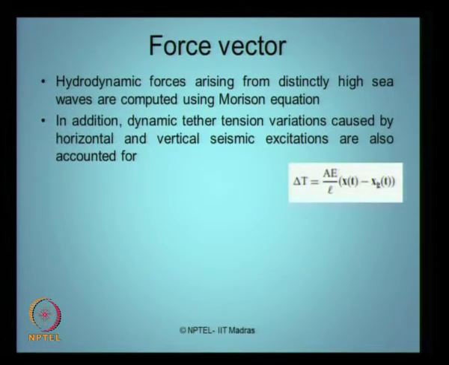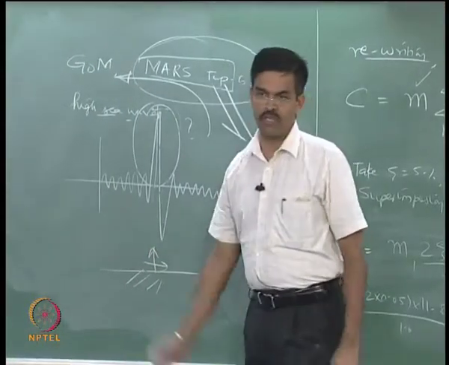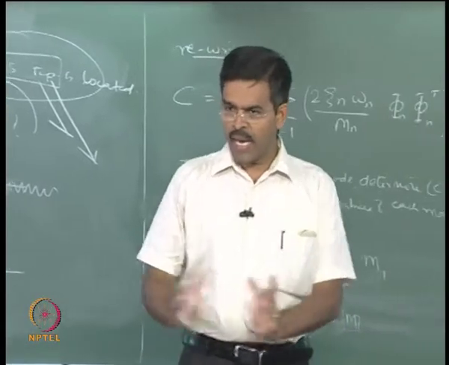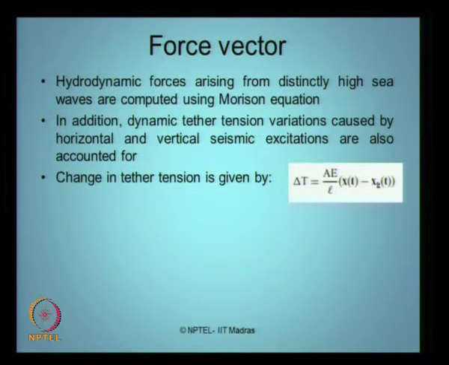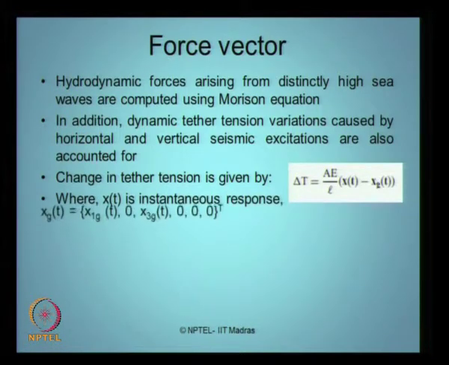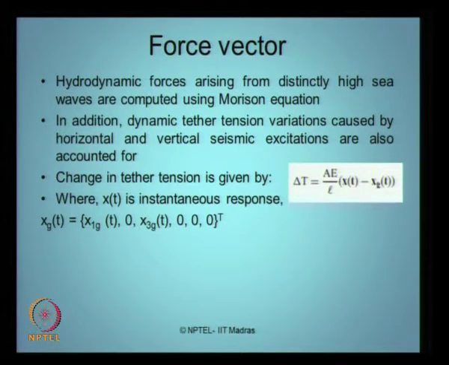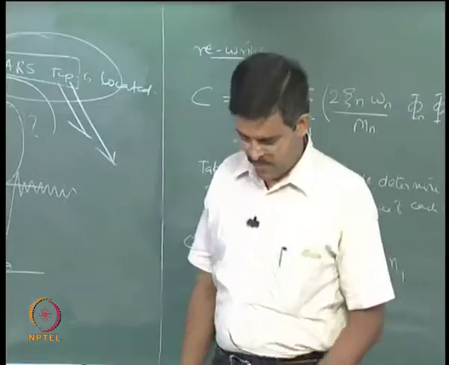In addition, the dynamic tether tension variation, as we discussed in one of the lectures in the same module, I am superimposing delta T values of the tether onto the superstructure and adding that to my f of t in my problem. So, delta T that I get is from this equation, which is x of t minus xg of t, where x of t is my response function of my platform, and xg of t has x1g and x3g, so both horizontal and vertical motion of the earthquake have been accounted for. Time histories both in surge axis as well as in heave axis have been accounted for in my xg of t. I am taking the relative motion now.